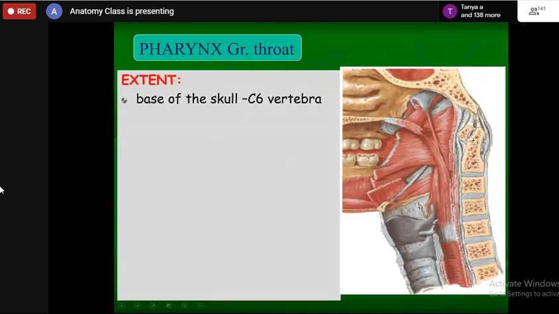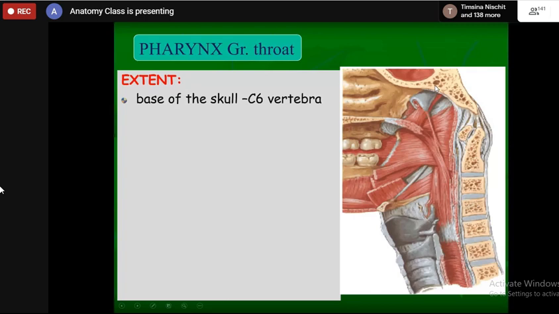Now come to the pharynx. The pharynx extends from the base of the skull to the C6 vertebra. So C1, C2, C3, C4, C5, C6, up to here. The whole of this part is known as the pharynx. This is the extent of the pharynx, and you have to know this one.